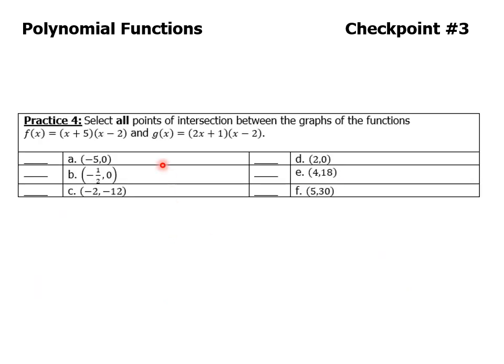I'm asking you to do the exact same thing with practice 4, where our f of x and g of x are given, but I give you 6 ordered pairs. I'll tell you more than one of them is going to be a yes. So you're just going to either write yes or no for each of the ordered pairs. Remember, it's got to make both equations true.